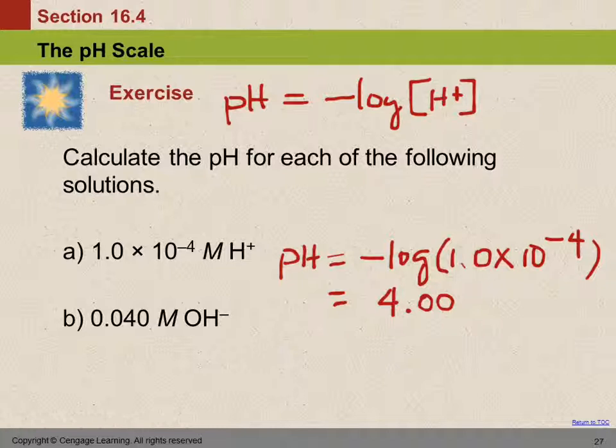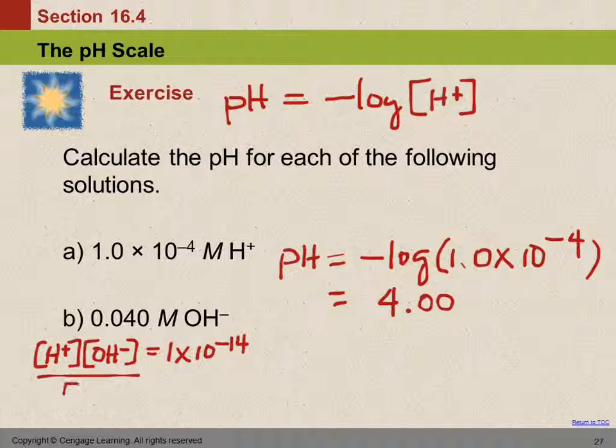So letter B, 0.040 molar hydroxide ion. Does that fit into the pH equation? No. It's not the hydrogen ion concentration. It's the hydroxide ion concentration, right? So we have to figure out what the hydrogen ion concentration is. Remember that H plus times OH minus equals 1 times 10 to the minus 14. We've got the hydroxide ion concentration here, and we're solving for the hydrogen ion concentration, so we're going to divide by the OH minus on both sides.